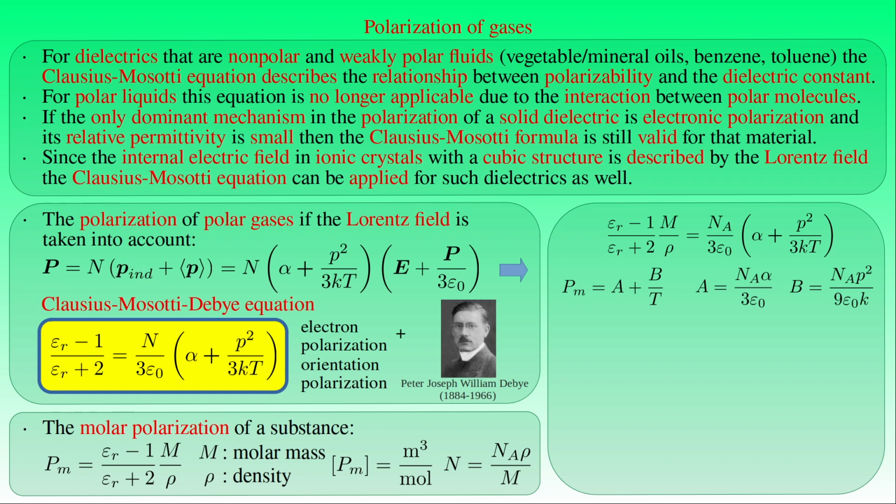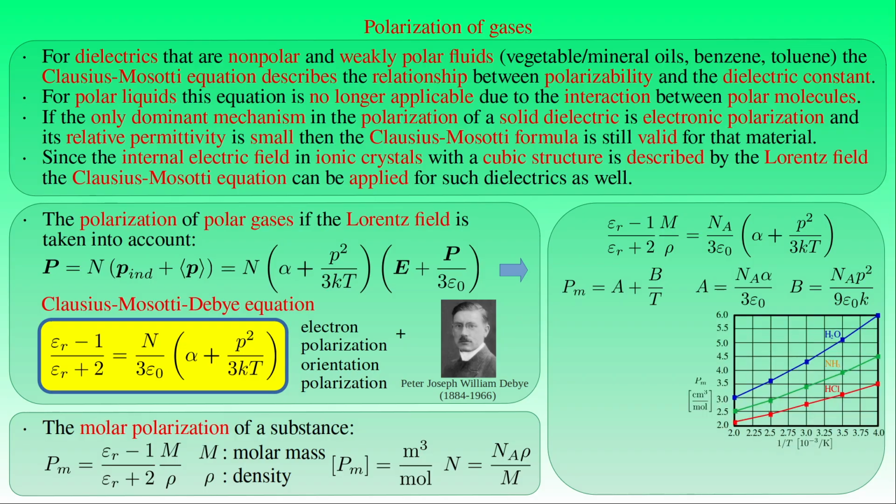For example, if we measure the relative dielectric constant epsilon r and the density ρ of a gas at different temperatures T, then we can compute the molar polarization Pm and plot it as a function of 1 over the temperature T. As a result, we obtain a line whose slope B gives the permanent dipole moment p, and we can calculate the molecular polarizability alpha from the intersection A of this line with the ordinate axis. Here such measurements are shown for water vapor, ammonia and hydrogen chloride. If the values of the intercept A and the slope B are determined from the experimental data, then the values of the molecular polarizability alpha and the permanent dipole moment p of the gas molecules can be computed from these formulae. The knowledge of these quantities is crucial for our understanding of the structure of molecules.